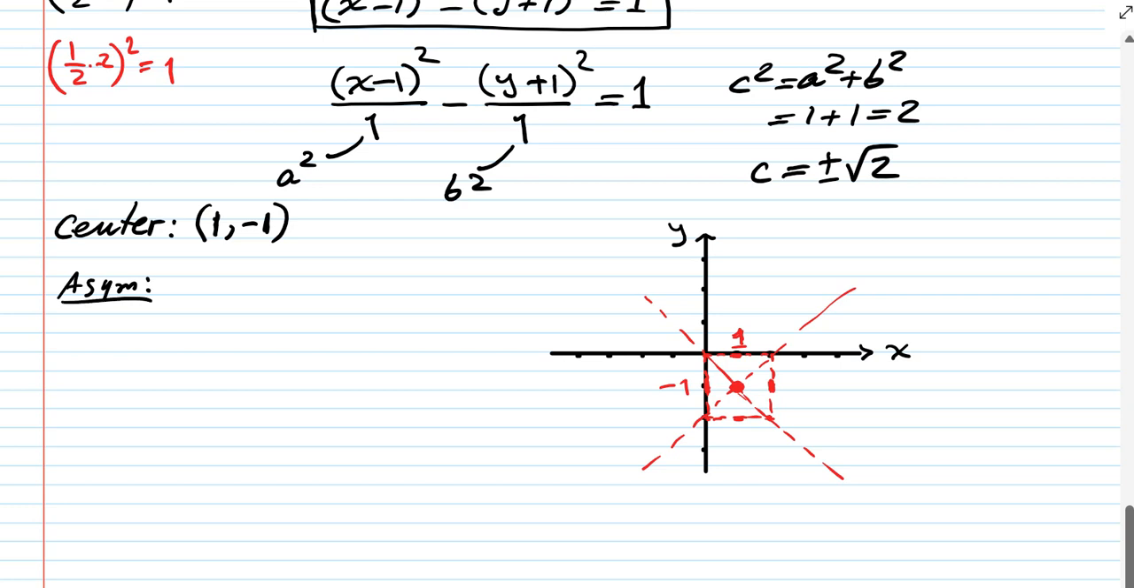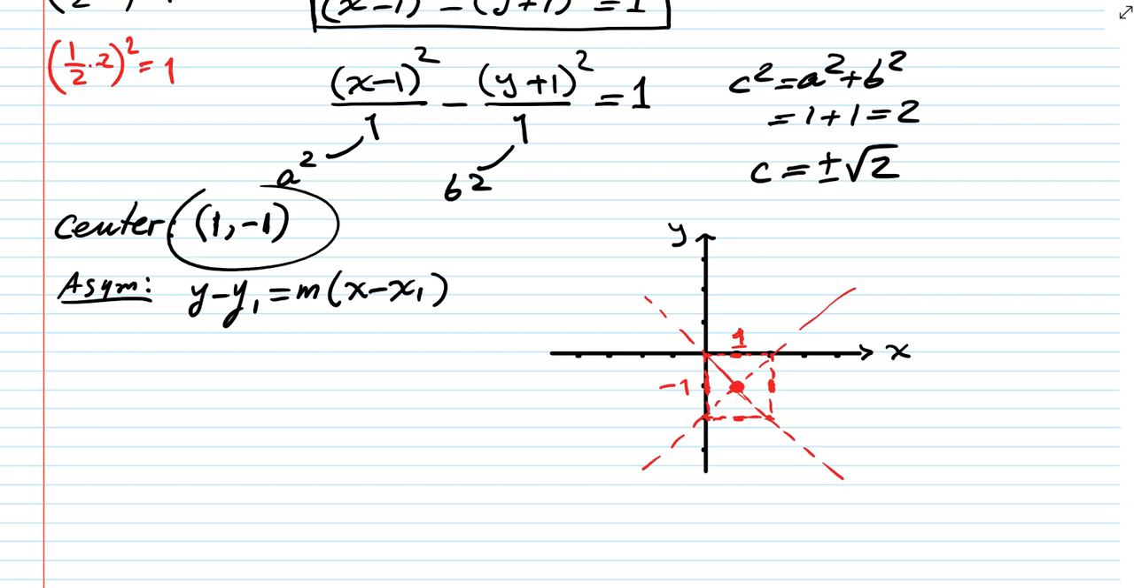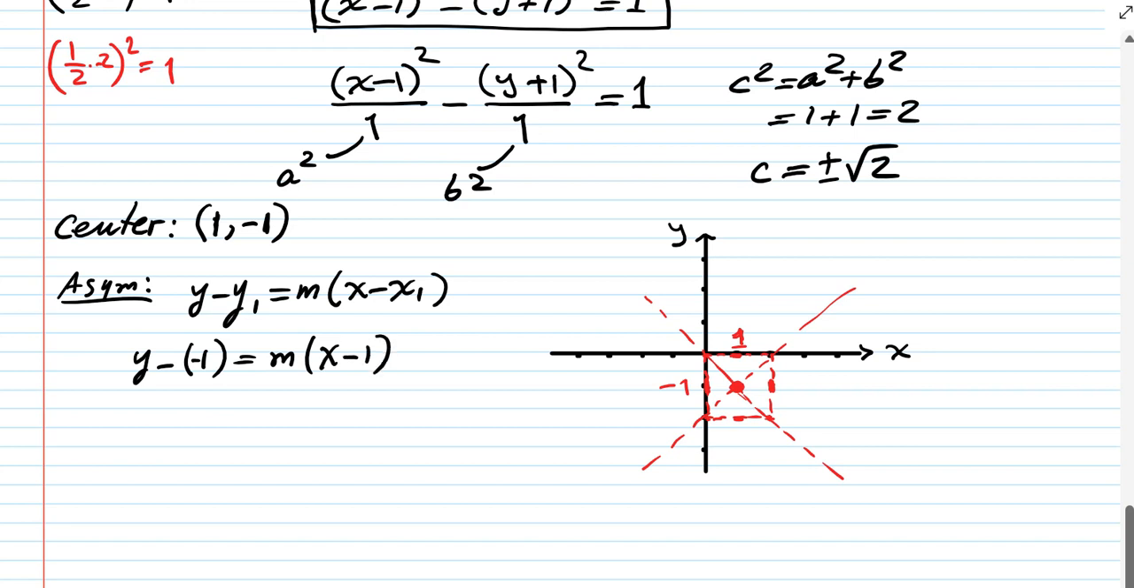For the asymptotes, I'm going to use y minus y1 equals m times x minus x1. We need a point, and we're going to use the center as our point. Remember, this is the point-slope form of a line. So it goes y minus y1, which is -1, equals m times x minus x1. That's y plus 1 equals m.